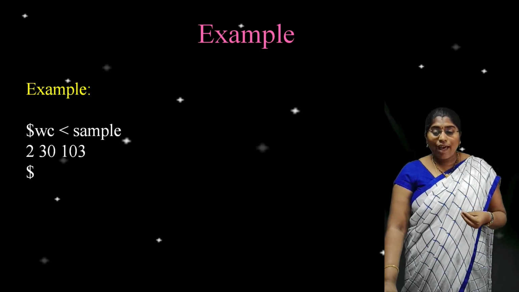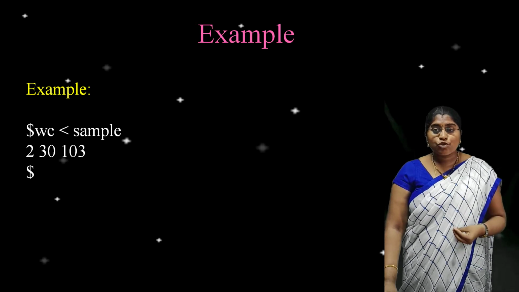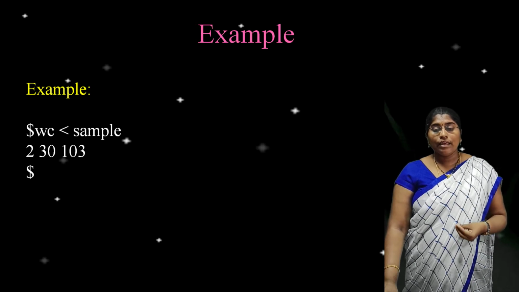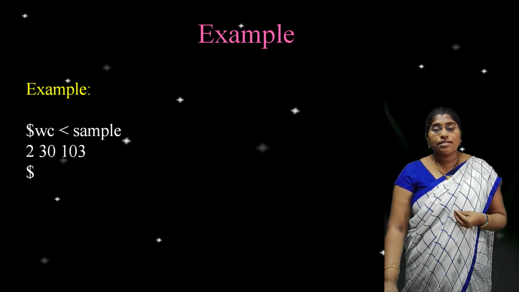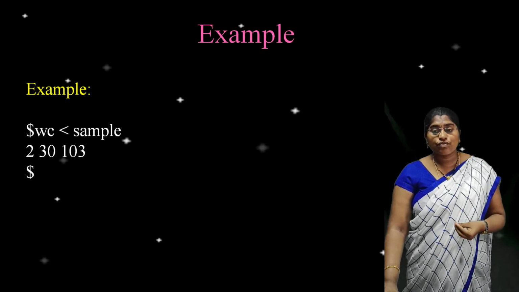The file is called sample. Here the input has been redirected from the file to the command wc, which will take the file called sample. Here it prints the number of lines, words and characters that the sample file consists of. So what does the sample file consist of?